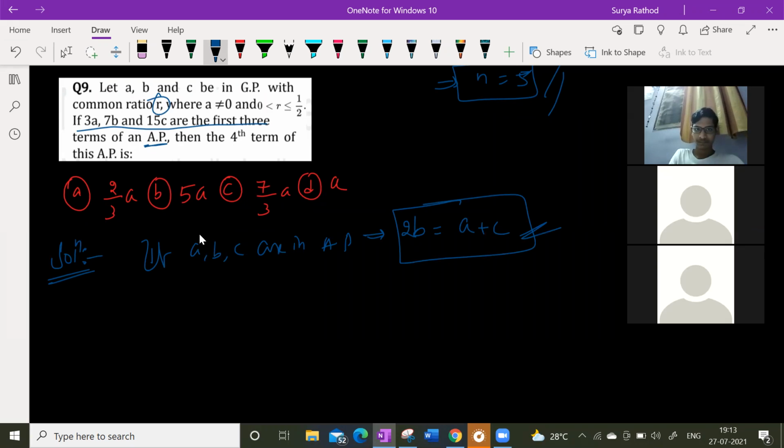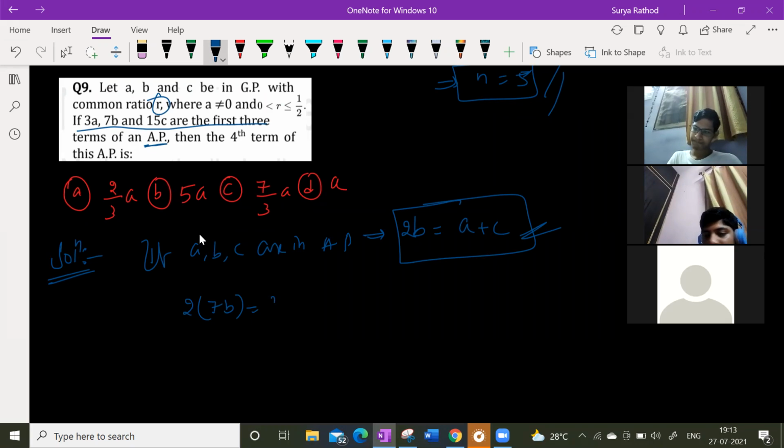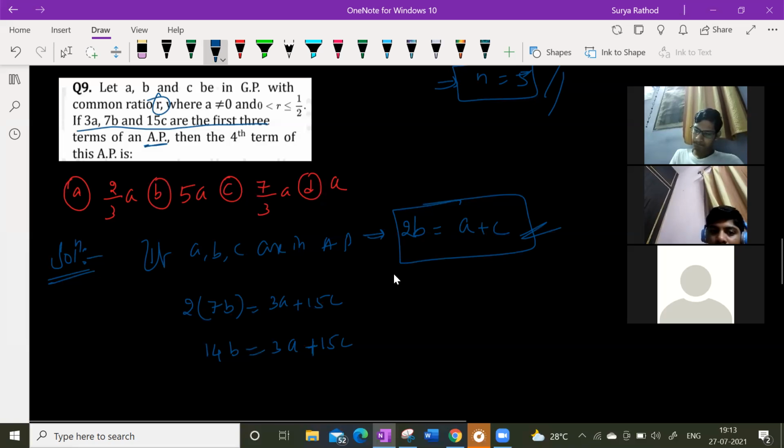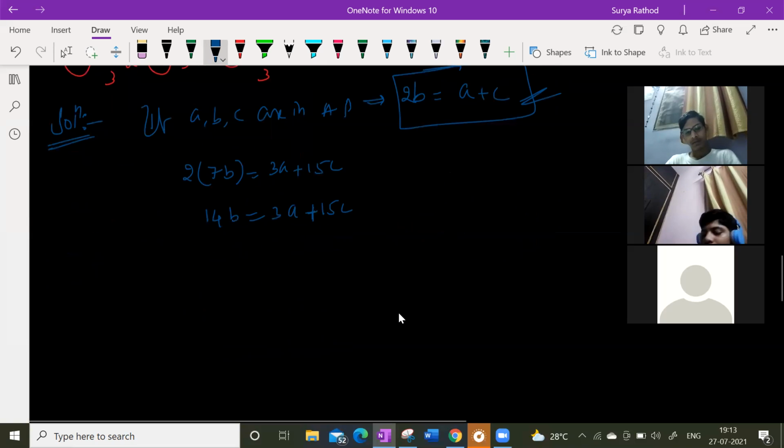Now look at this here. 3A, 7B, 15C are the first three terms of an AP. That means 2 times the middle term, 2 times 7B, is equal to 3A plus 15C. So 14B is equal to 3A plus 15C. Is it clear? Now he has asked for the fourth term of the AP.